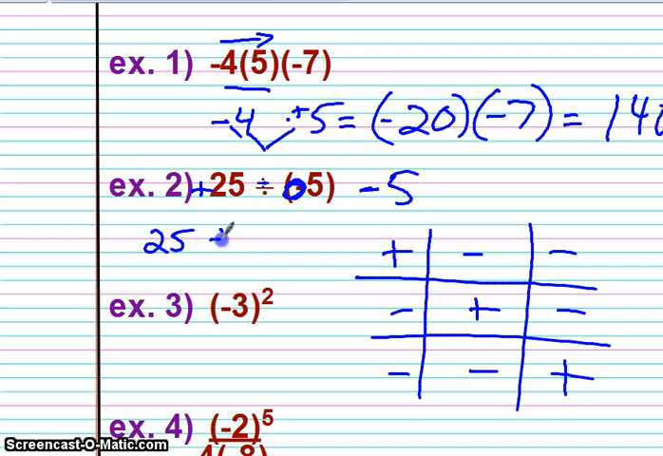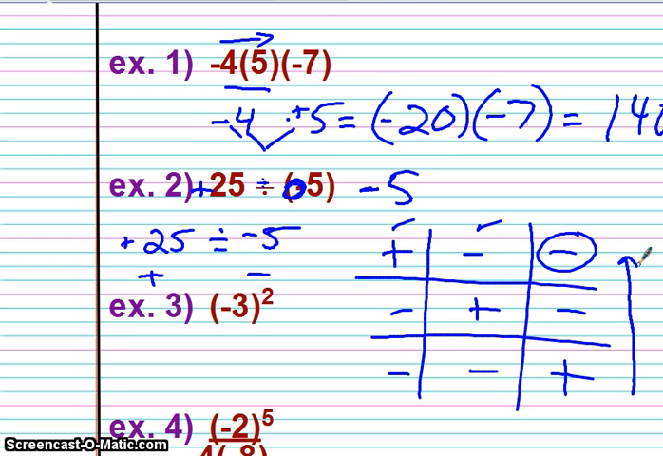So let's look at example 2. 25 divided by a negative 5. So this is a positive divided by a negative. Let's go anywhere on the chart. If we start right here, a positive divided by a negative equals a negative. You can go any direction you want, and that will give you the answer. If we go this way, a positive divided by a negative gives us a negative.